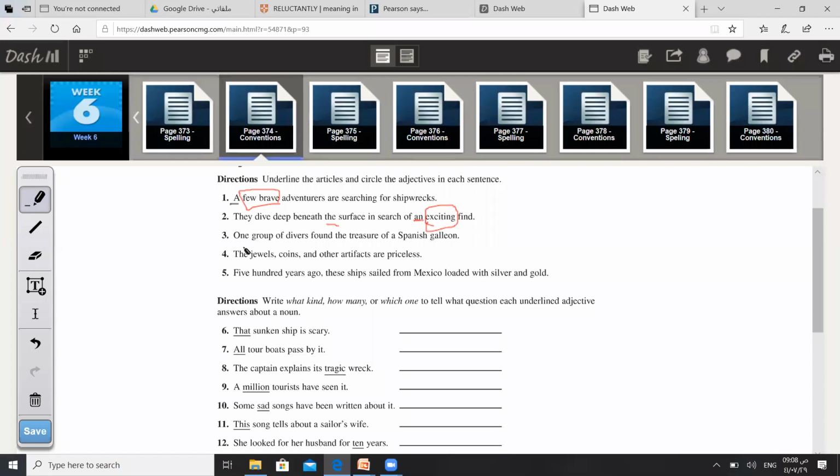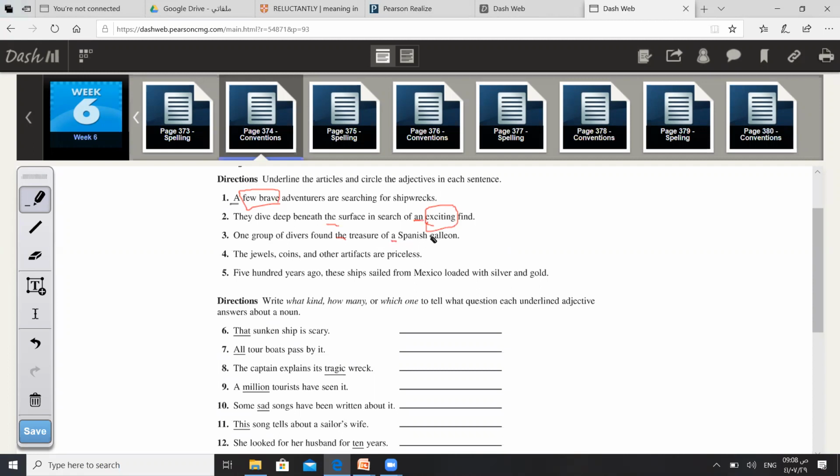One group found the treasure of a Spanish galleon. The article is the. The article. And a. Now where is the adjective?